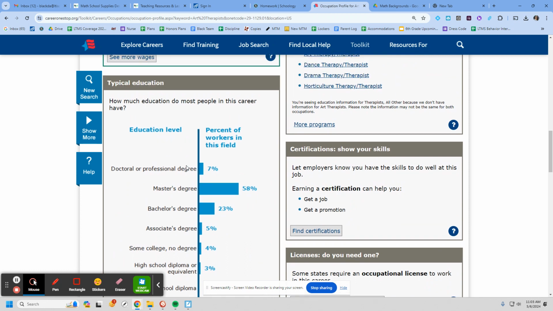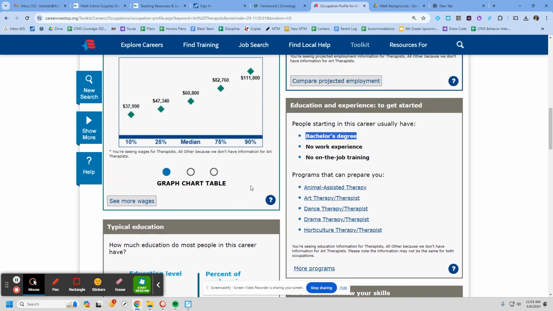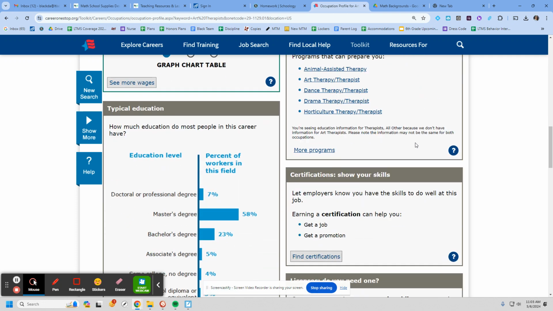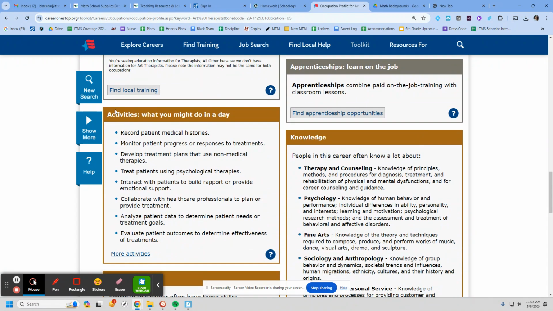You can see this chart. Oh, okay, this is interesting. It says 58% of people actually have a master's degree. Okay, so people starting the career usually have bachelor's. Maybe they get their master's later on. So there's a lot of data you can look at. This is pretty helpful, what you might do in a day.